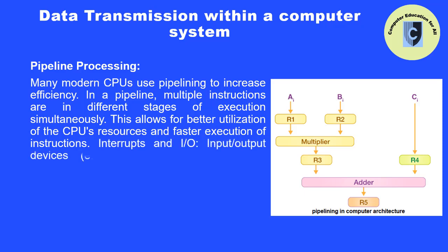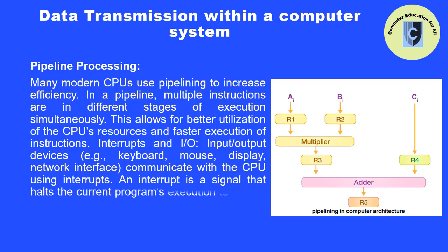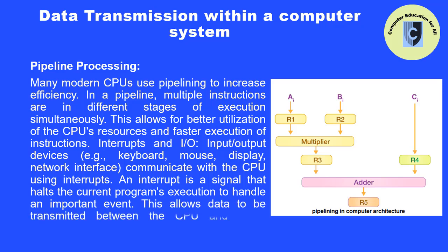Interrupts. I/O input/output devices, for example, keyboard, mouse, display, network interface, communicate with the CPU using interrupts. An interrupt is a signal that halts the current program's execution to handle an important event. This allows data to be transmitted between the CPU and these devices.